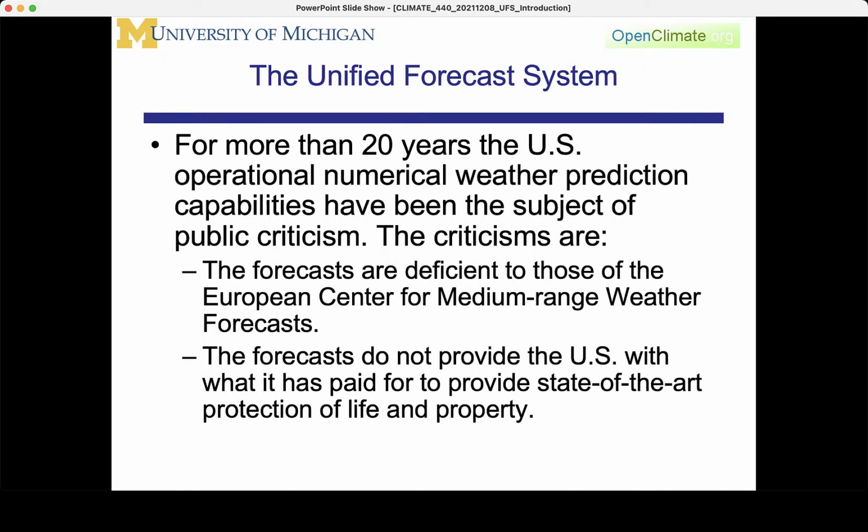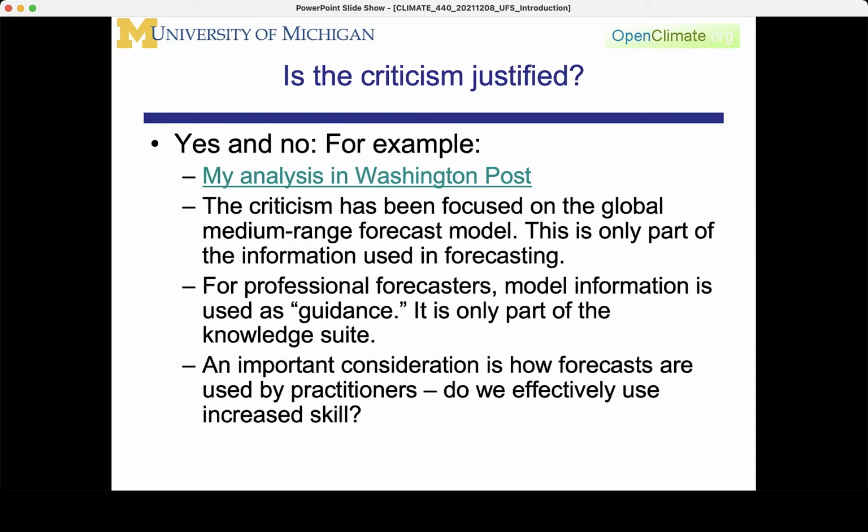For more than 20 years, the U.S. operational numerical weather prediction capabilities have been the subject of public criticisms. These criticisms are two primarily: that the forecasts are deficient to those of the European Center for Medium-Range Weather Forecasts, ECMWF, and that the forecasts do not provide the U.S. with what it has paid for to provide state-of-the-art protection of life and property. Is this criticism justified? I would say yes and no.